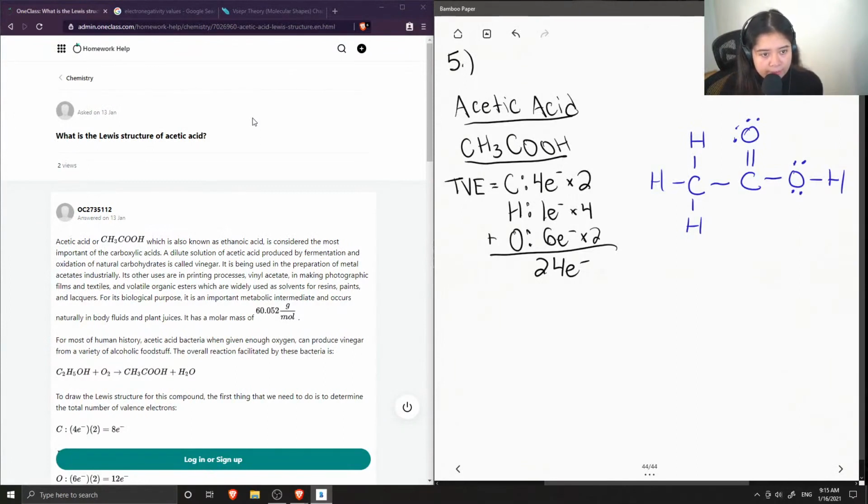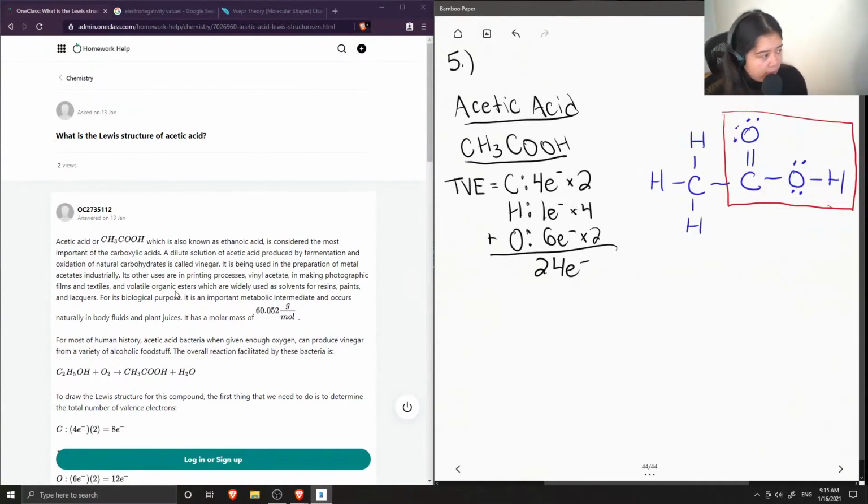And we can verify that it's correct because it contains a carboxylic acid group as well. With the name acetic acid, we know that it should contain a carboxylic acid group. That's how you can confirm.